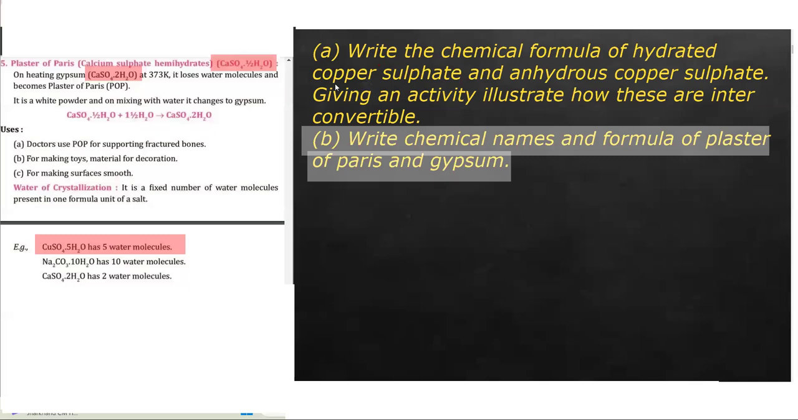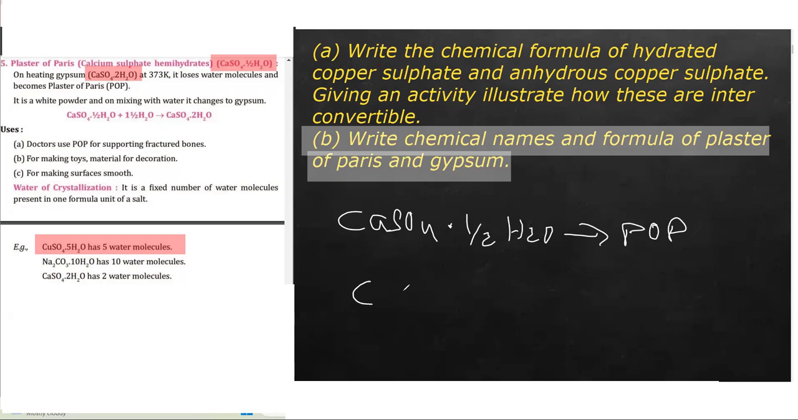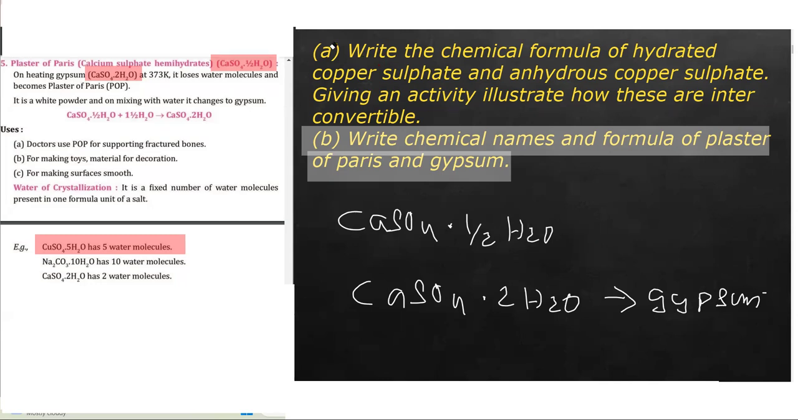So first I'll write for plaster of Paris, that is CaSO4 dot, it has half water molecule attached, that is for POP. And for gypsum, it has 2 water molecules, that is CaSO4.2H2O. This is gypsum. In fact, you should know that if water is added to POP, it absorbs 1.5 water molecules and turns into this gypsum.